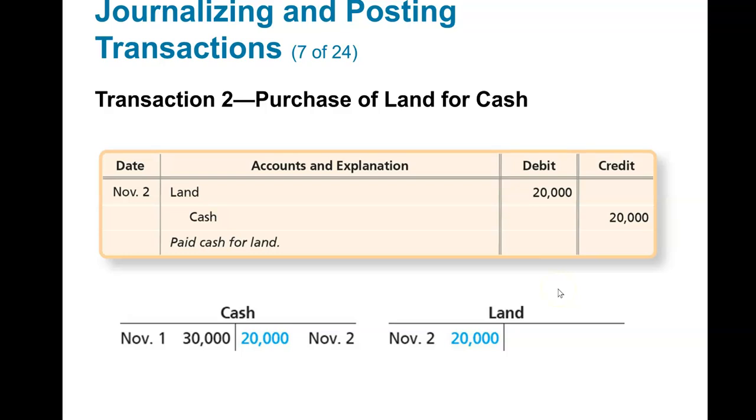I then, remember that cycle? My next step is to post to the ledger. So I go to the cash page here, and I go to the land page right here, and I post the amounts. The land had a debit, so that's on the left side, and cash had a credit, 20,000. Don't forget, from transaction one, there's already this $30,000 debit for cash. So this is an accumulation of all the transactions.